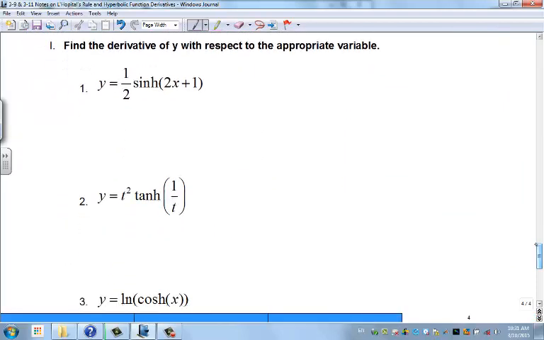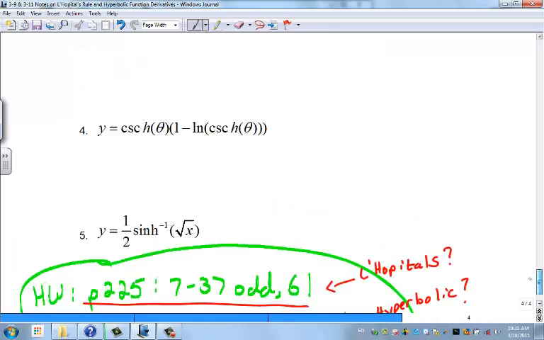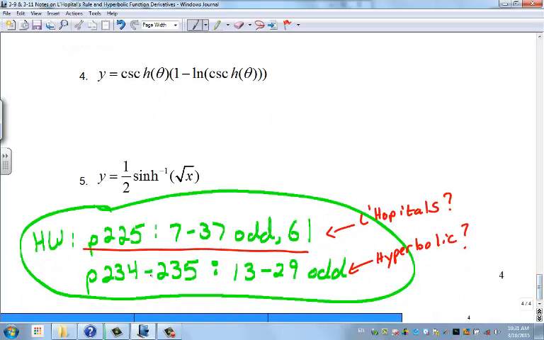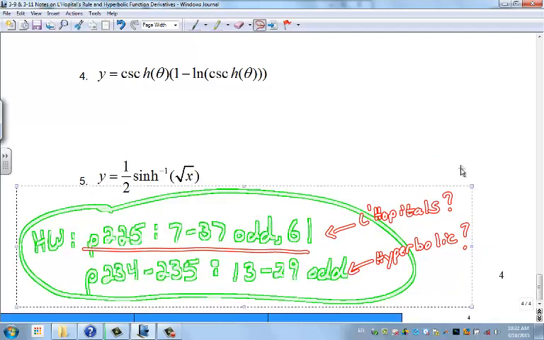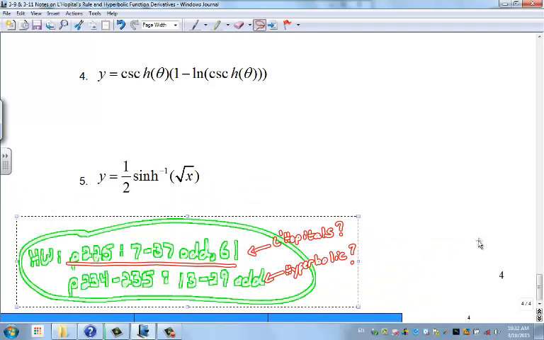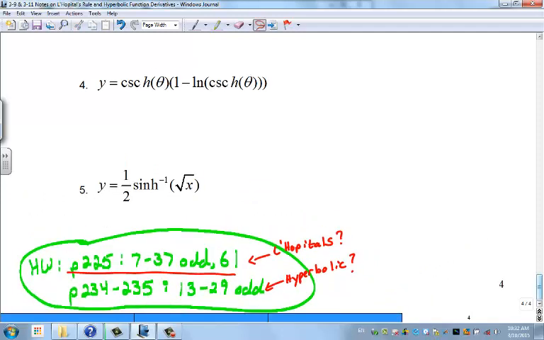All right, so we're going to do some of these, just a few, and then I'm going to be done with you for the day. The assignment, I think these are the hyperbolic ones, page 234 to 235, 13 to 29 odd. That should be the hyperbolic ones. If not, it's back there on 225. As I said last time, I'm not sure which is which, and my lack of a book is really proving to be a hindrance, particularly with my Calc 2 lecture today. It was really ugly. So let's see how this goes.